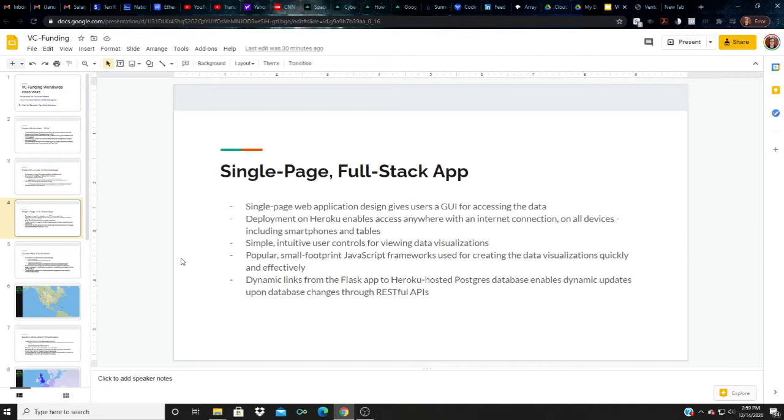What we were looking at doing eventually, if we got more funding to make the app more production ready, almost like a service, would be to get dynamic links from the Flask app on Heroku to live update, so that whenever new data is posted on Crunchbase, we could update the data every day, and it would add the new data to the database, and then change how the visualizations looked. So it would change how the maps and then the bar charts looked.